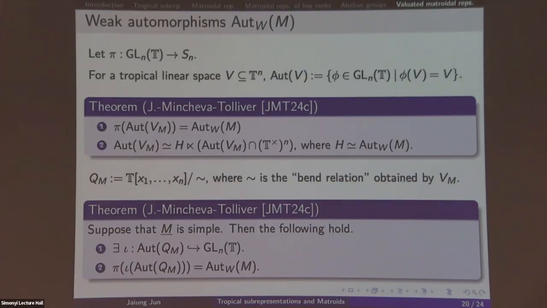And with this, if the underlying matroid of the evaluated matroid is simple, this condition is essential, then there's an injection from the automorphism group of Q_M viewed as a module to these n by n invertible matrices. And if you take the projection, then it's precisely the weak automorphism group.